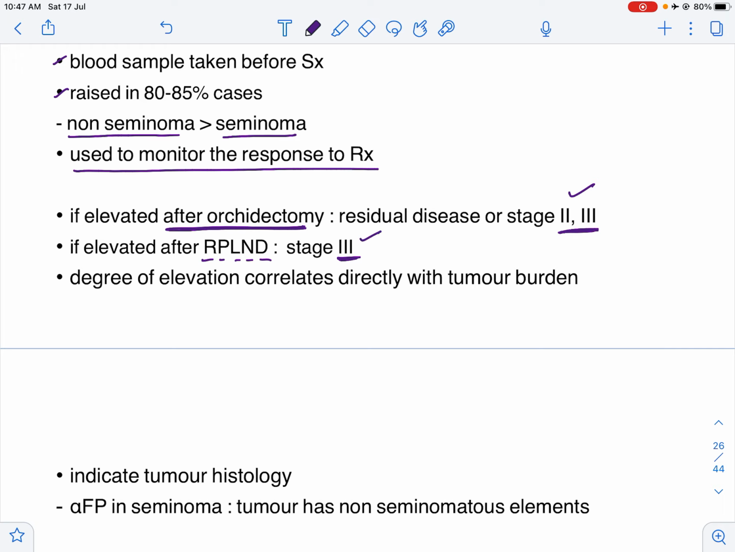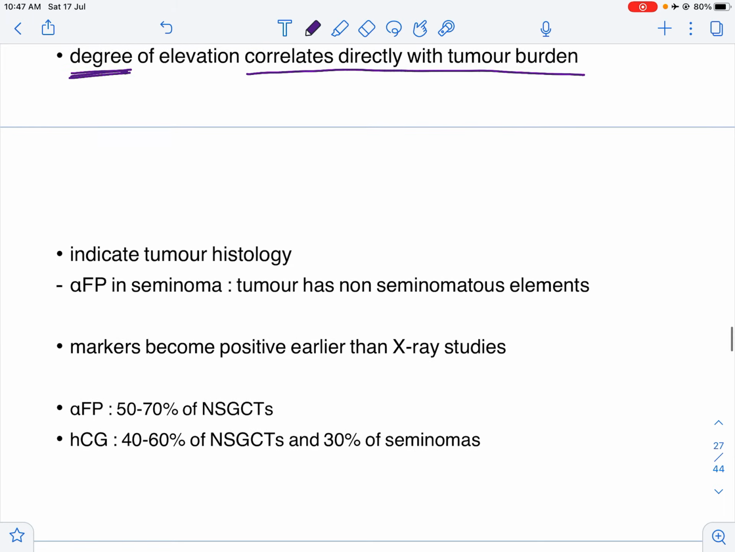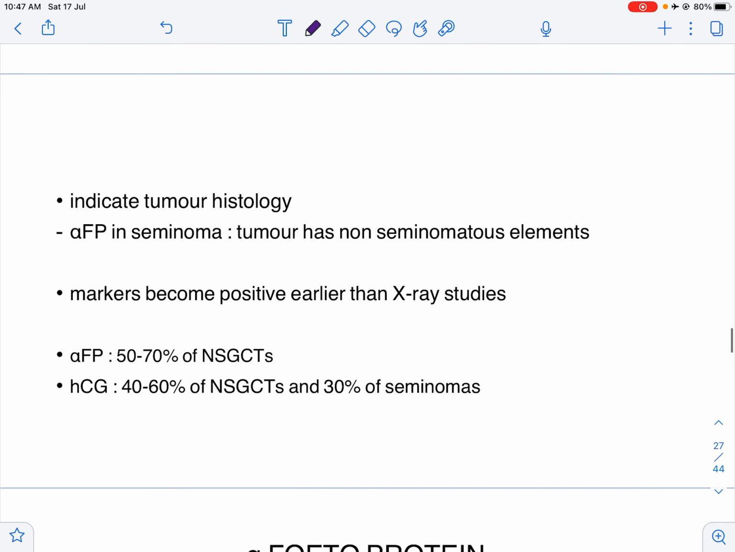The degree of elevation of the tumor marker correlates directly with tumor burden. This is in contradistinction to many of the other tumor markers where an elevation indicates a recurrence, but it need not indicate the tumor burden. Whereas in testicular tumors, the degree of elevation correlates directly with the tumor burden. The tumor marker also indicates the tumor histology.